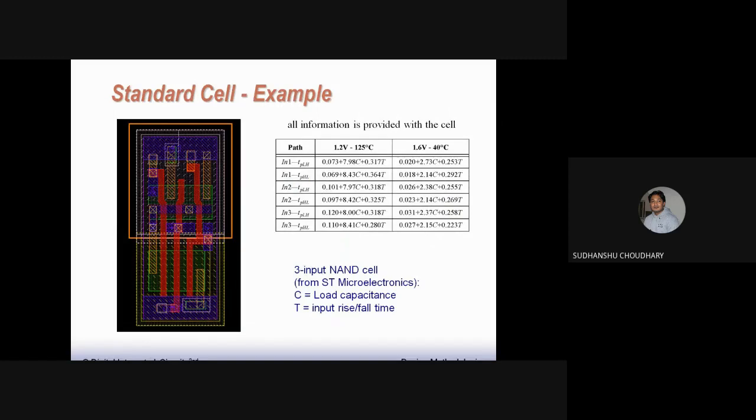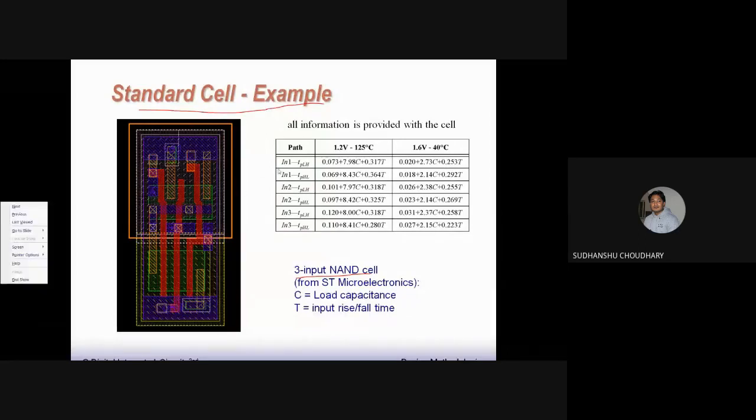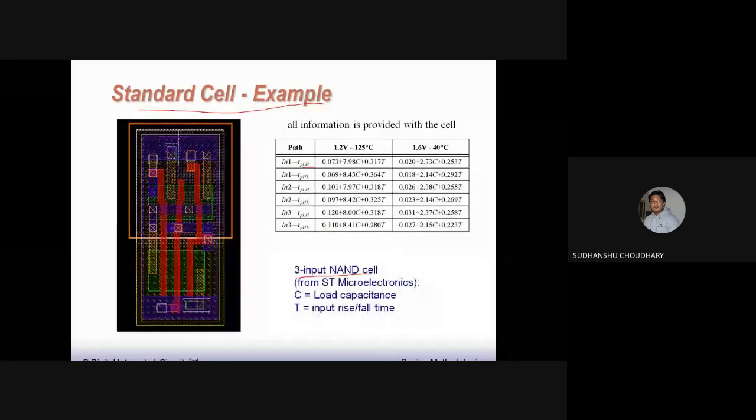Now, a very small example of a standard cell is presented here. Any designer can make a standard cell. For example, here this is a standard cell of a 3-input NAND gate, right? Now, in this standard cell, obviously, most of the information is abstracted. Only some information which has to be known is provided to the user, for example, inputs and outputs, and maybe the delays. So here, for this 3-input NAND cell, the TP-LH and TP-HL data is presented. That is not abstracted, so it has been shown over here.